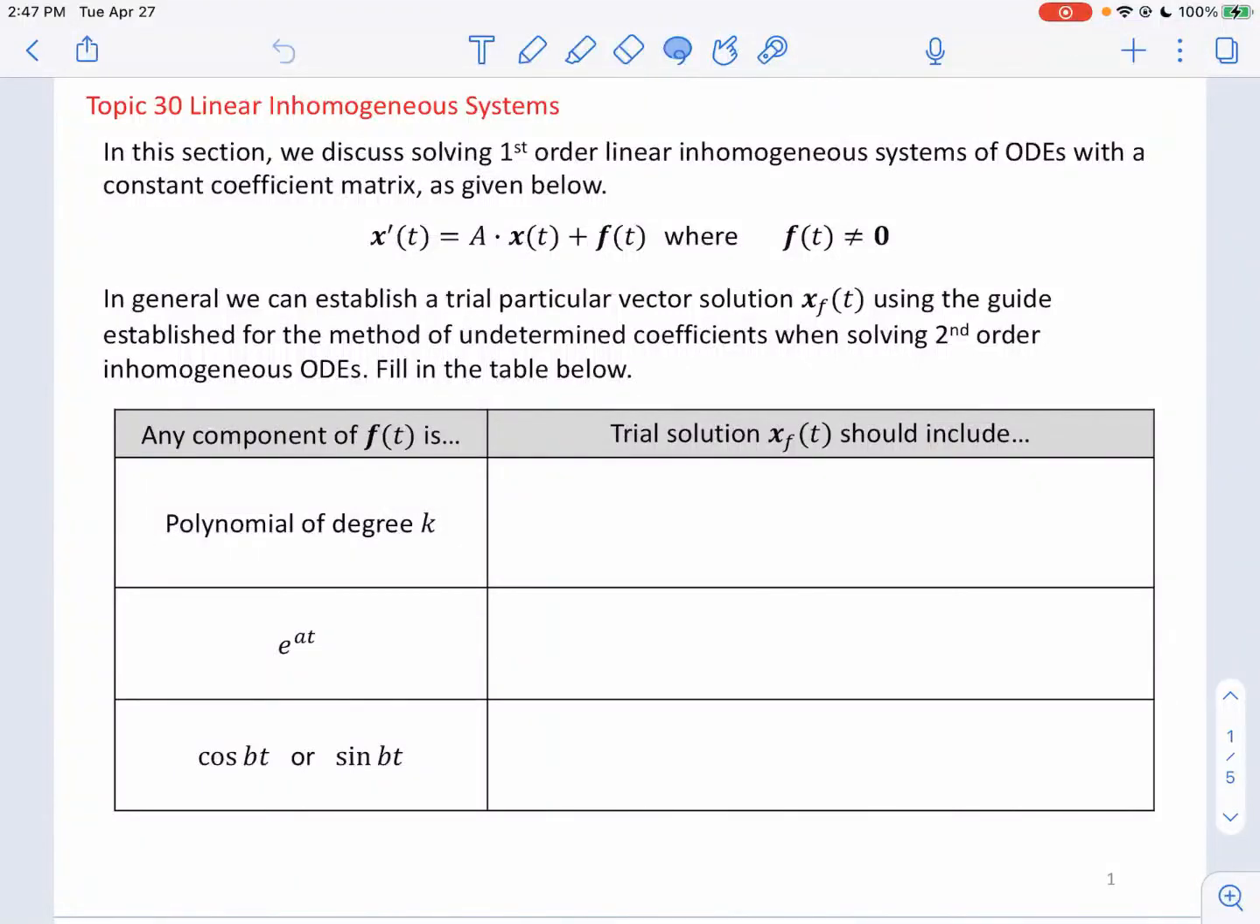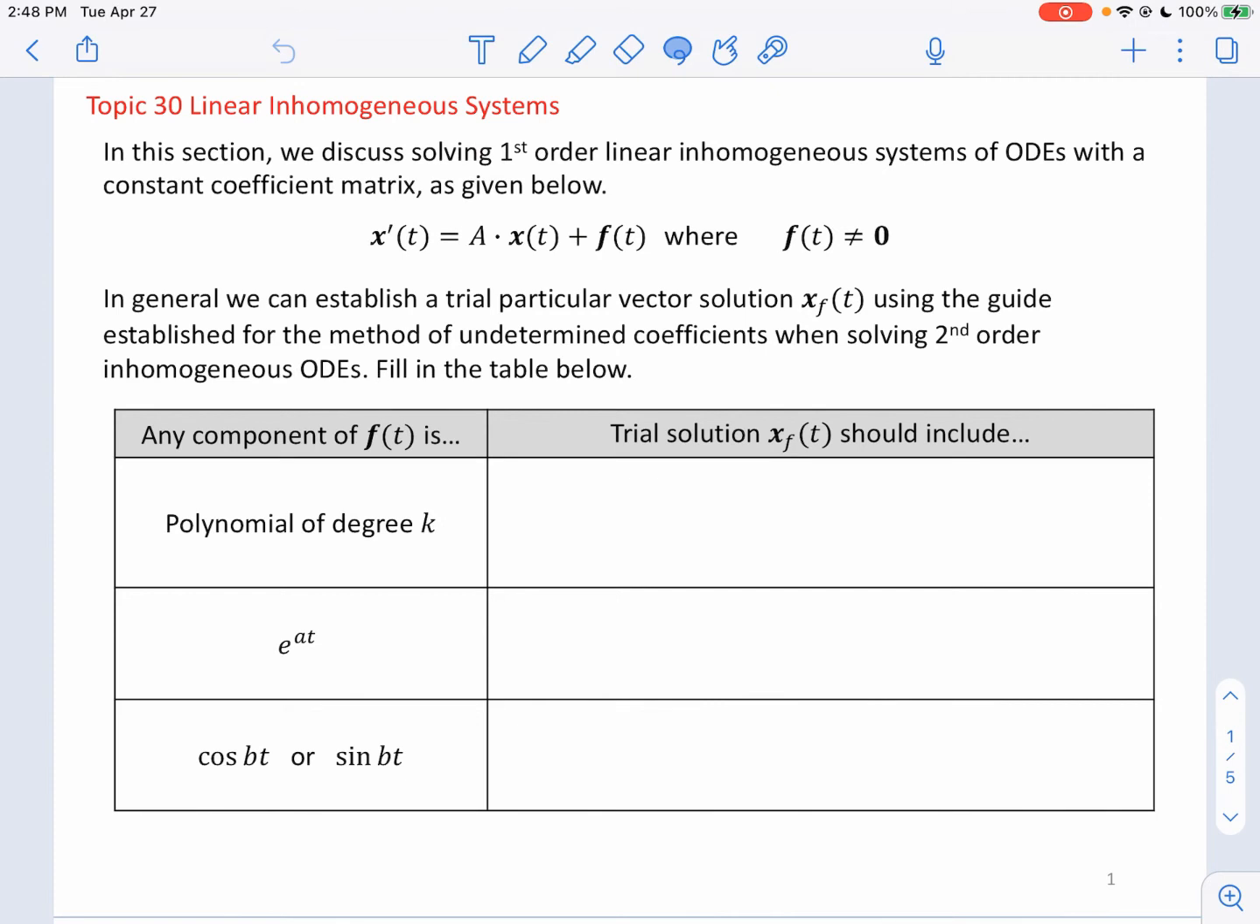Hello students! Topic 30 is on linear inhomogeneous systems. In this section we discuss solving first-order linear inhomogeneous systems of ODEs with a constant coefficient matrix, as given below. Vector x prime equals matrix A that has only constants times vector x plus vector f, where vector f is not the zero vector. So again, I'm stressing that this is inhomogeneous versus homogeneous. If this vector here was 0, then this system would be a homogeneous system.